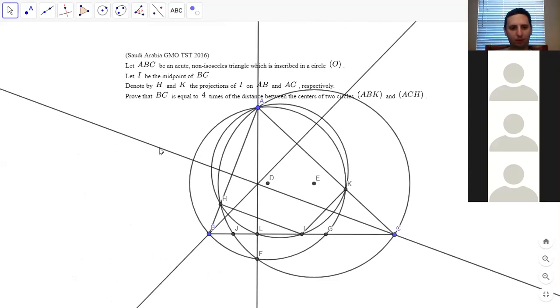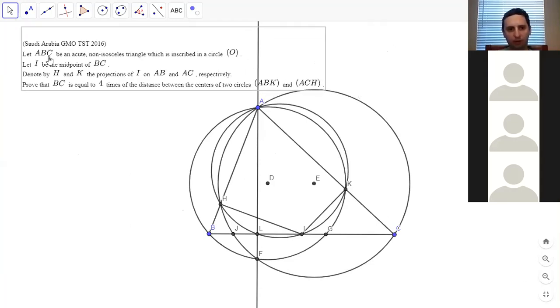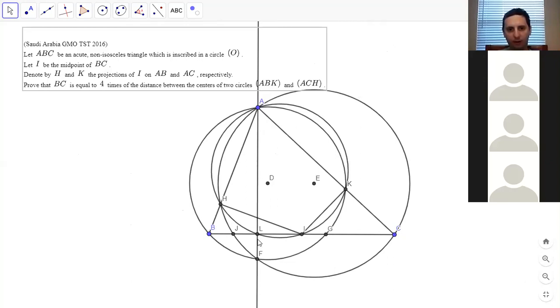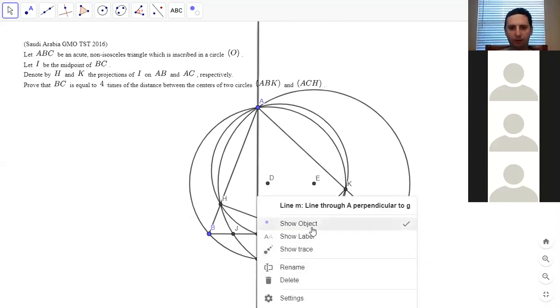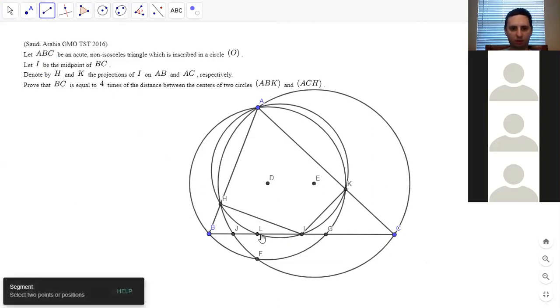All right, so I'm going to write it up. So all that's just to prove that DE is parallel to BC, right? Yeah, so we showed that AF is the altitude, that AF is perpendicular to BC. Actually, I'm going to hide this line, because really we're going to show A, L, and F are collinear. Let me just draw this.